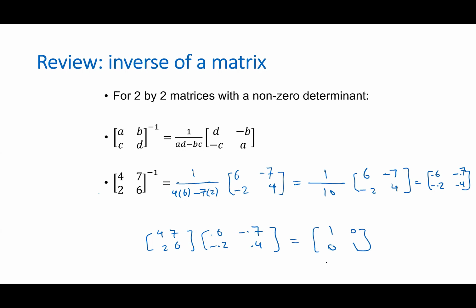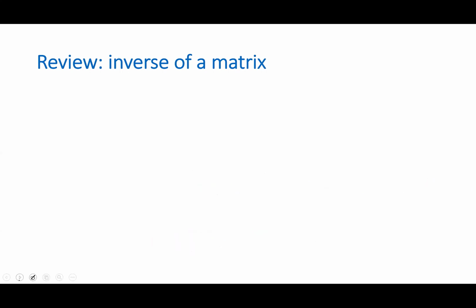Now, what if it's a larger matrix? What if it's 3 by 3? Okay, if it's a 3 by 3 matrix, again, you need to do two things. Calculate its determinant, 1 over that, times adjoint of A. So first, let's see what is the determinant of A.